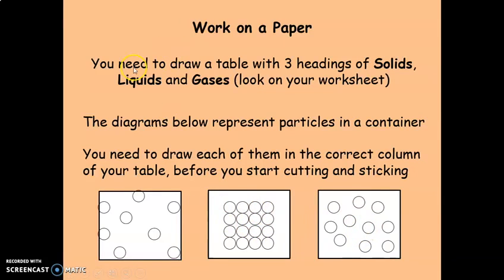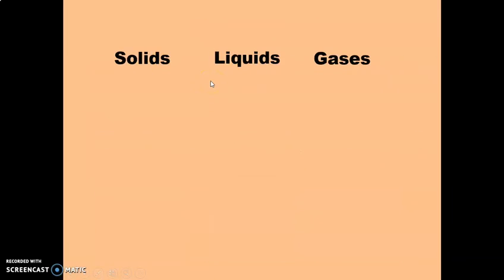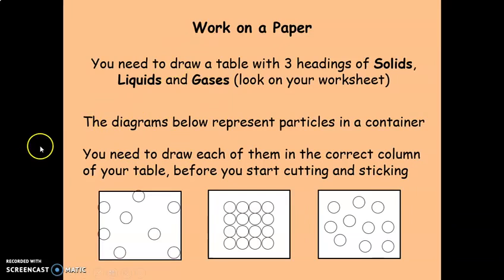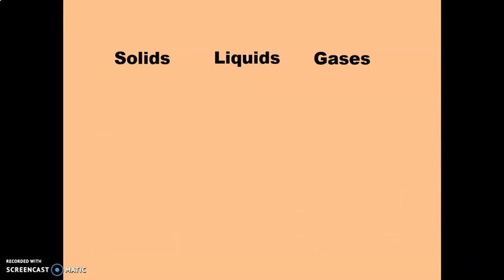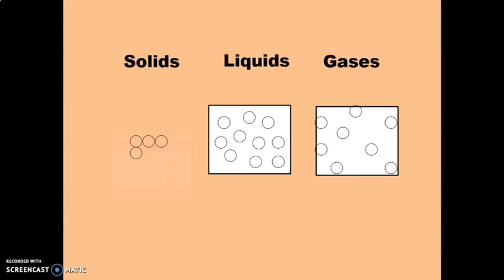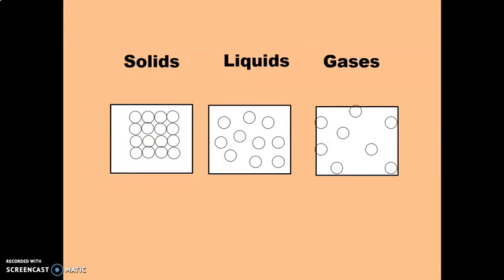So I want you to get a piece of paper and write three headings. You write solid, liquid, and gases, just like this page, okay? And then I want you to draw the right picture under the right word. Which particles represent the solid state, and which one represents the gaseous state, and which one represents the liquid state. And then, if you want to check your work, I got you a picture of the right answer.